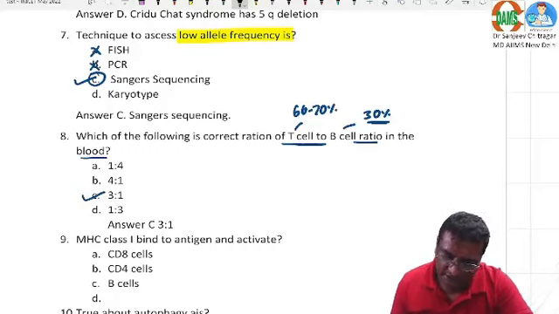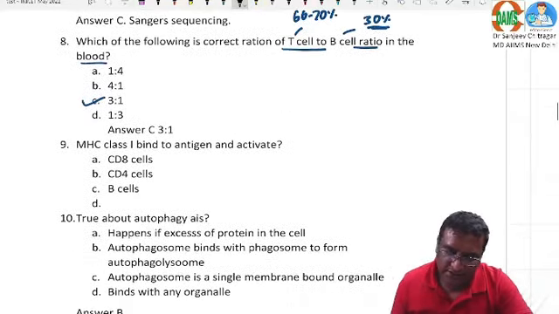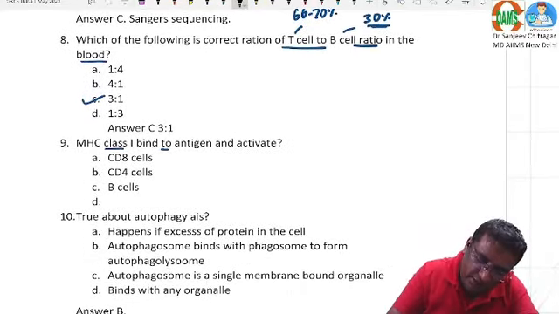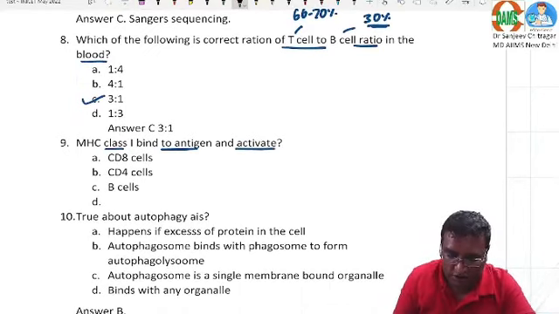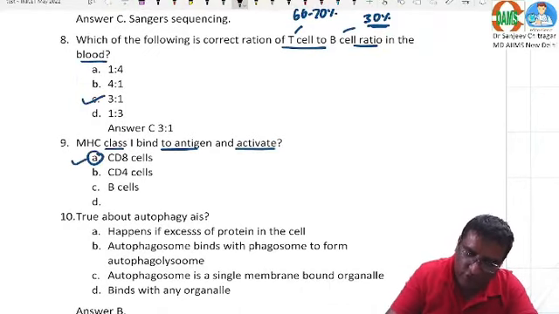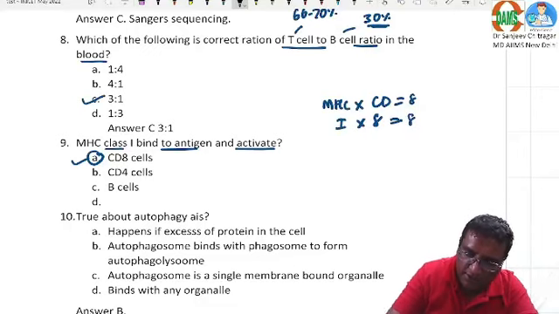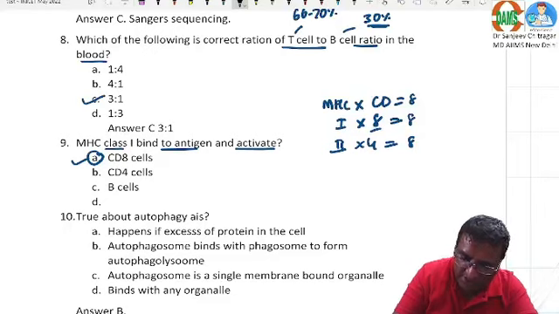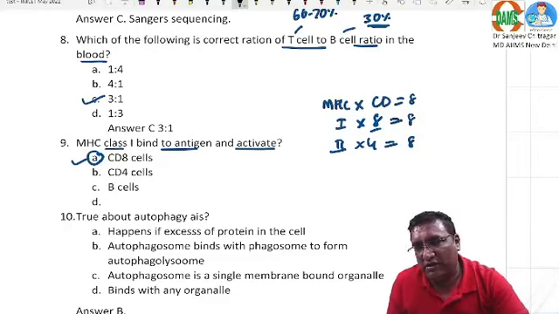So the answer is 3:1. Next, MHC class 1 binds to antigen and activates what? CD8 cell. We had remembered this: MHC times CD number is equal to 8. Class 1 times 8 is equal to 8. Class 2 times 4 is equal to 8. So the CD8 cell is MHC class 1 restricted.